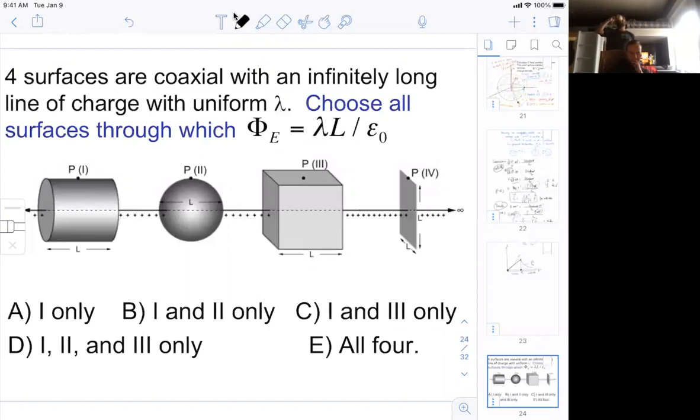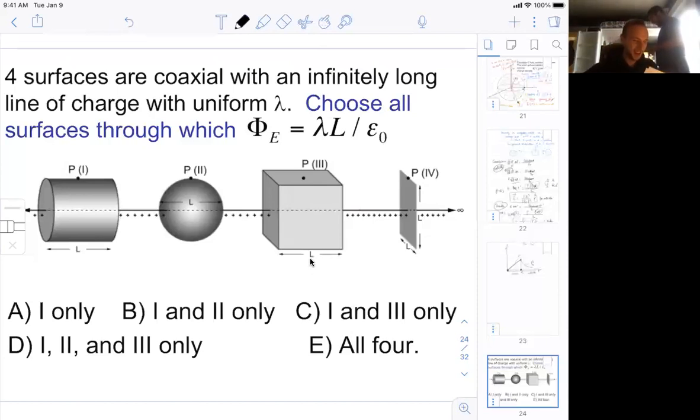Okay, 10 more seconds for a last minute vote. Okay, I'm going to go ahead and close this and then we can take a look.